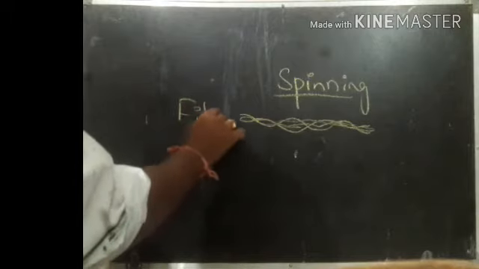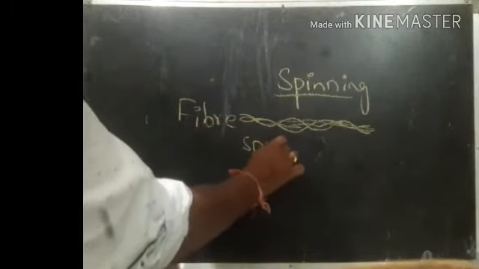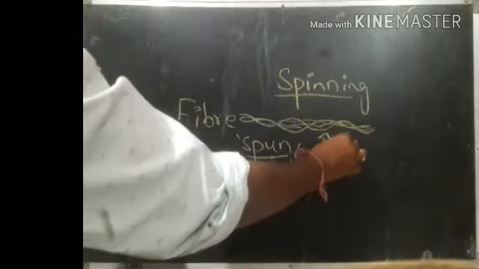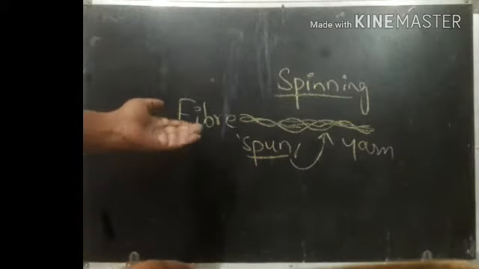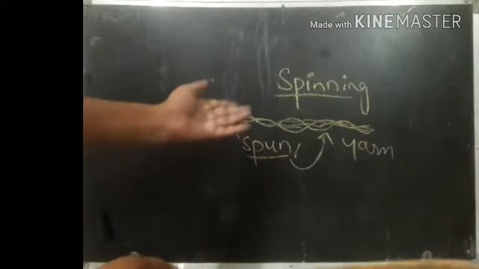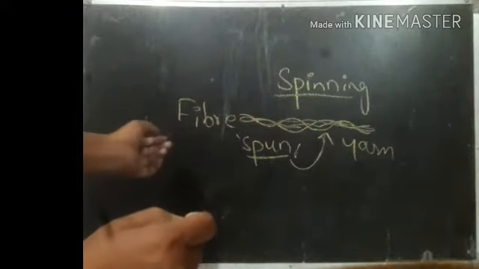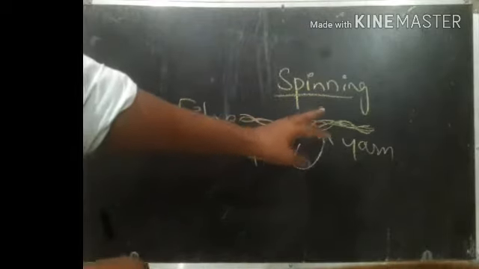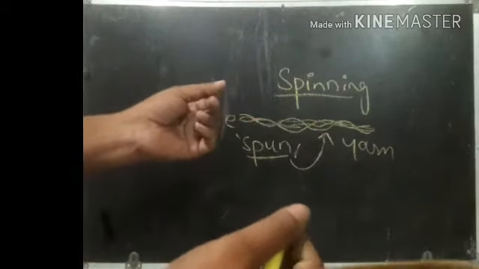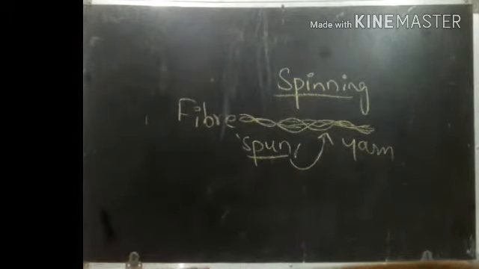The fibers are spun to make yarn. What is the difference between fiber and yarn? Fibers are the small pieces of thread, and yarn is the long and strong thread that is made up of fiber. So now by hand you can prepare yarn. You could see in the picture. This is what we call preparation of yarn by hand. This is one demonstration. Have you noticed this? Very good.